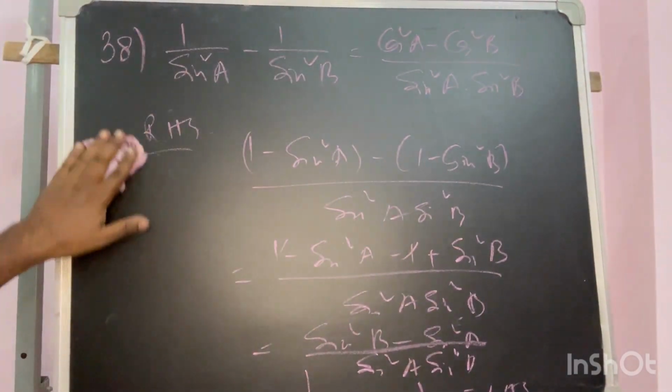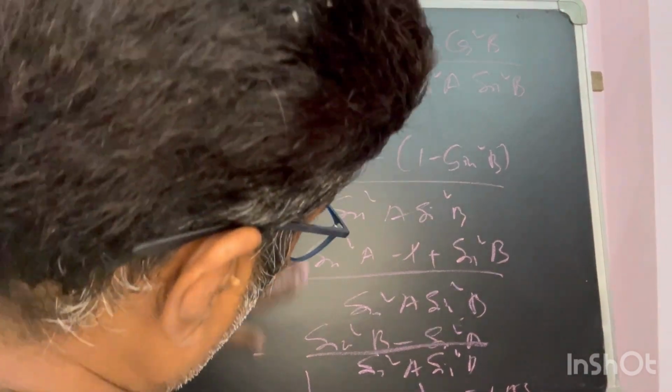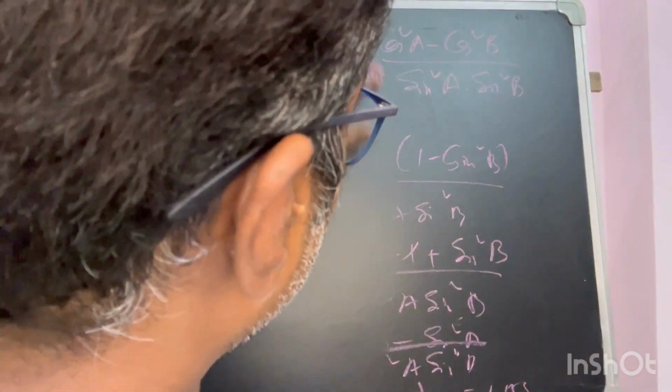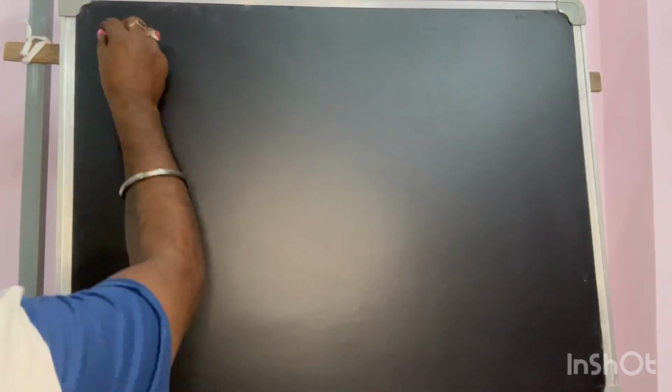So anywhere you start, you can reach the other part. There is always a probability if something clicks in your mind, so it will be better to start from that side. So that is 37, 38 we did, now 39.